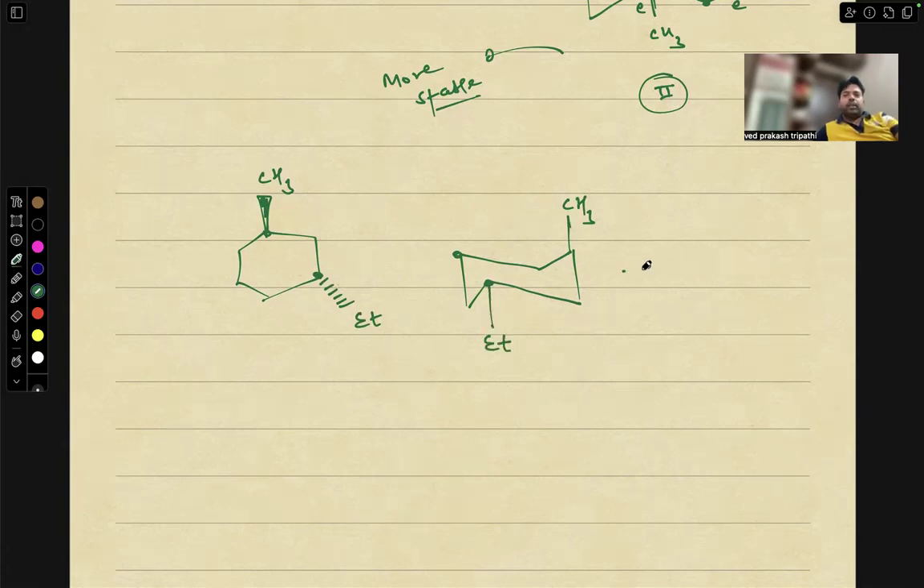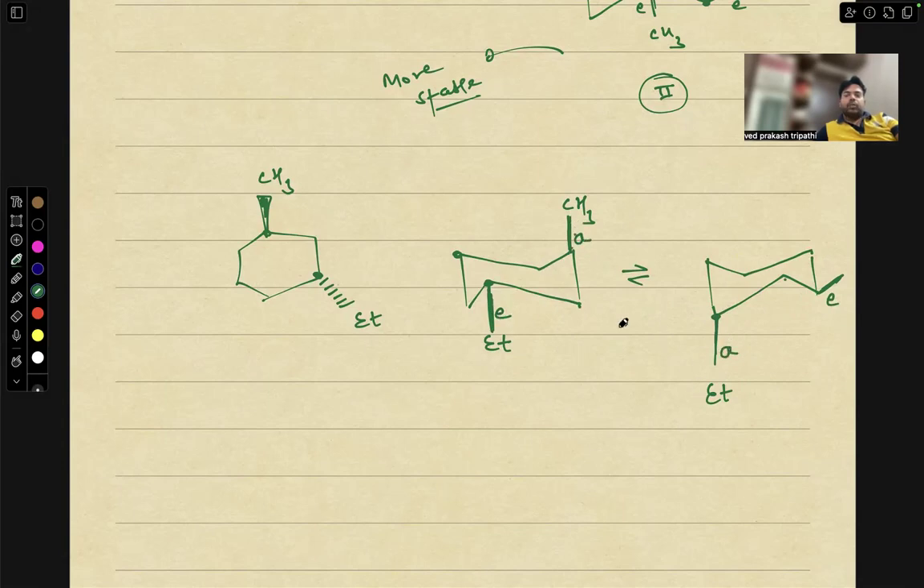And if we are going to flip the ring, axial, equatorial. So this axial would be equatorial. And 1, 2, 3. 1, 2, 3. This is 3. And this equatorial would be axial. So this is equatorial methyl, this is axial ethyl, this is axial methyl, this is equatorial ethyl.